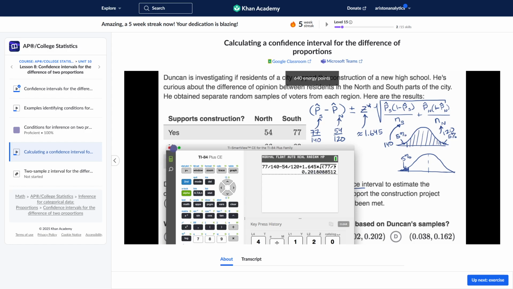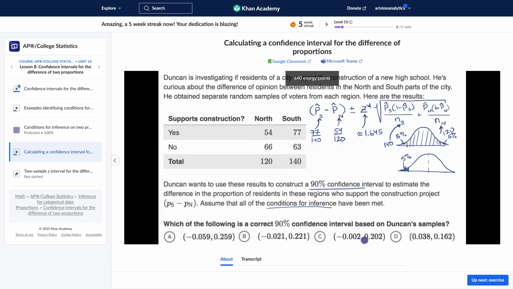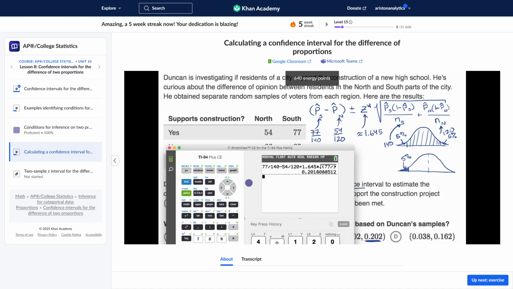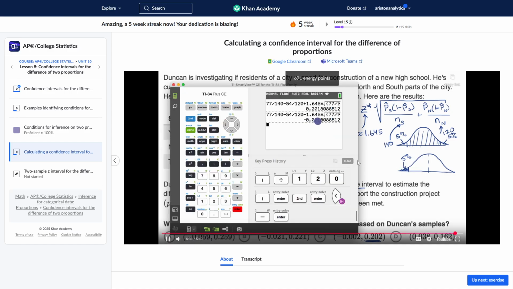So we can immediately look at our choices and see where's the upper bound. And so this one is looking pretty good, 0.202. But let's get the lower bound now. So I got my calculator back.